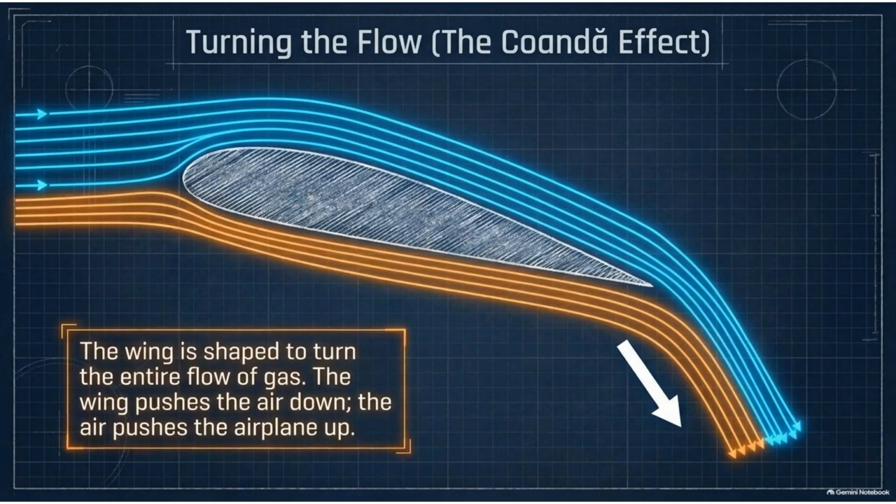Fluid dynamics reaches its conclusion through flow deflection and the Coanda effect. As air moves over the wing, fluid viscosity causes the airstream to cling to the curved top surface, physically turning the entire flow of gas downward. By actively directing this stream toward the ground, the wing creates a massive downward push. In response, equal and opposite forces propel the airplane upward. Ultimately, lift is teamwork between pressure and momentum. The wing shapes the flow, pushes the air down, and the deflected air pushes the aircraft into the sky.